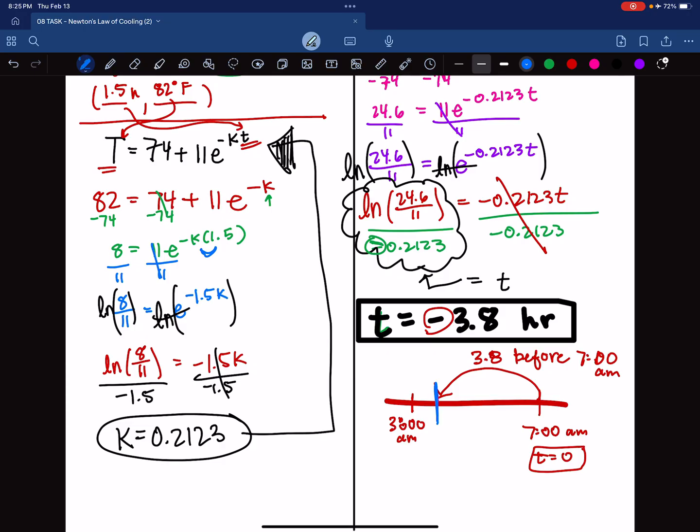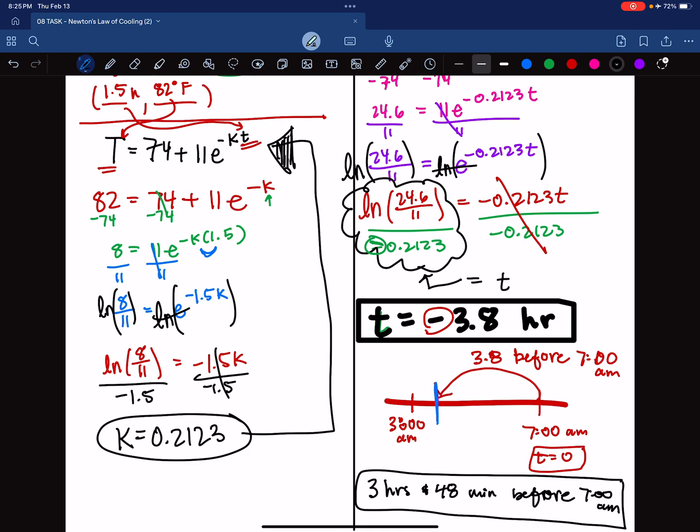Okay, so if we convert the 0.8 part, it's 3 hours and 48 minutes before 7 a.m. Like that would be totally fine. It's a little more descriptive. So what would that be like? 3:12 a.m.